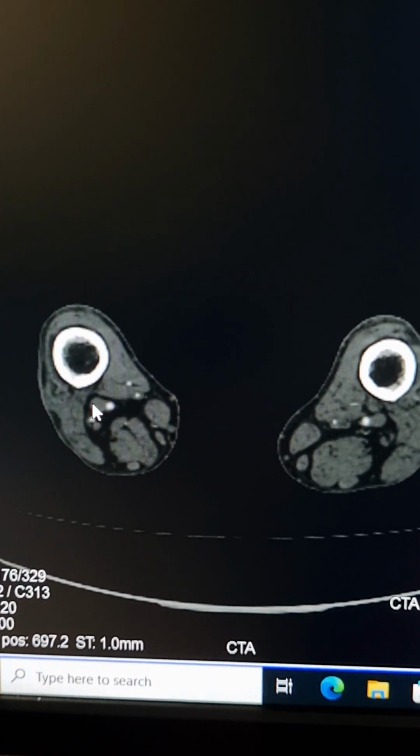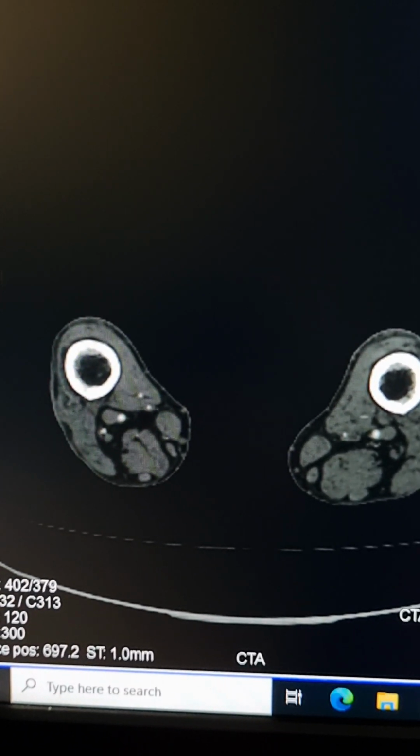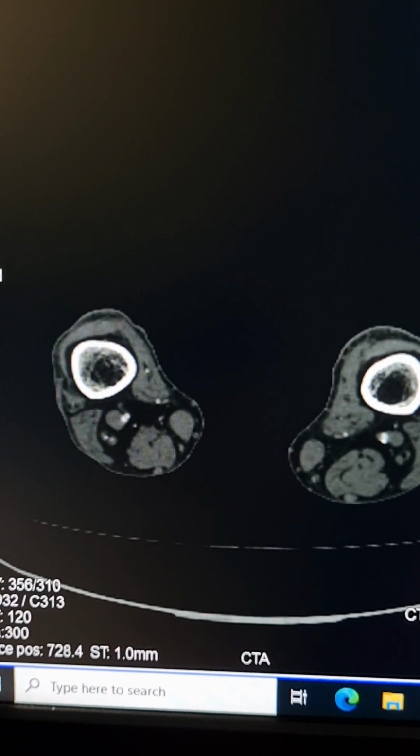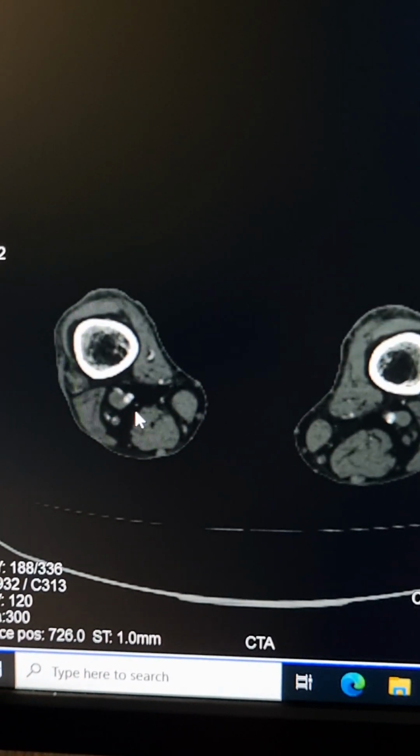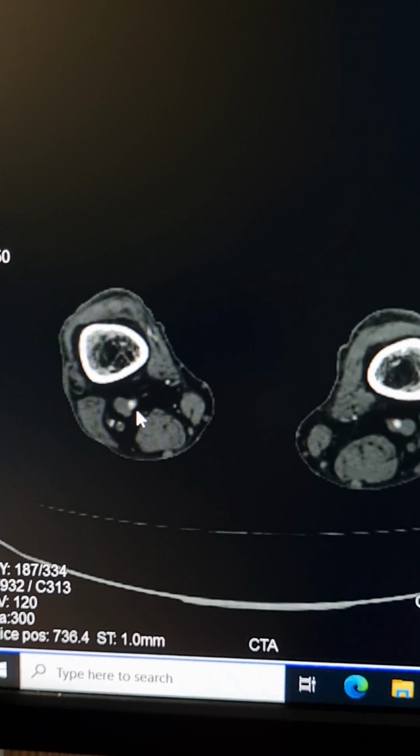canal opacifies. This is the superficial femoral vein. This is superficial femoral artery in the distal part. Again, obviously there are narrowings here, and these are calcified atheromatous plaques.